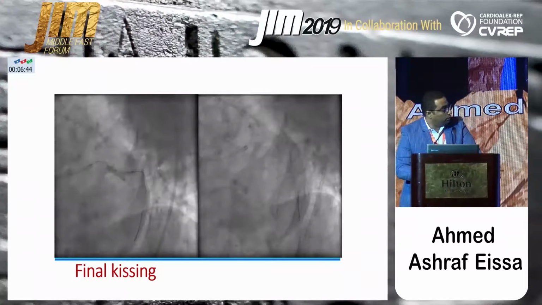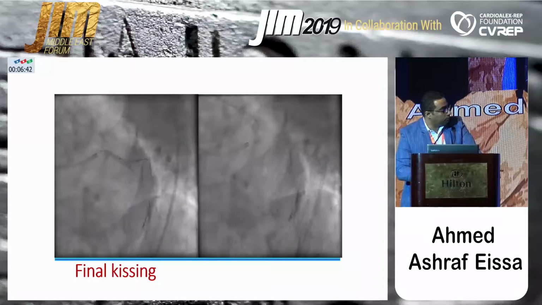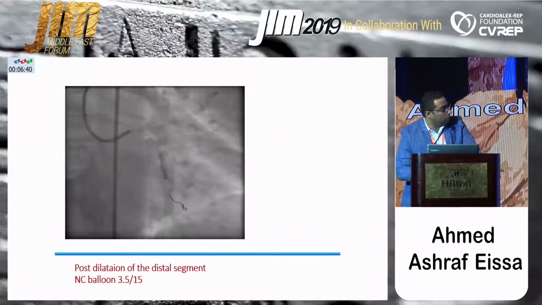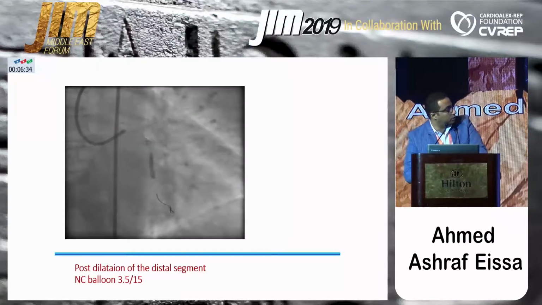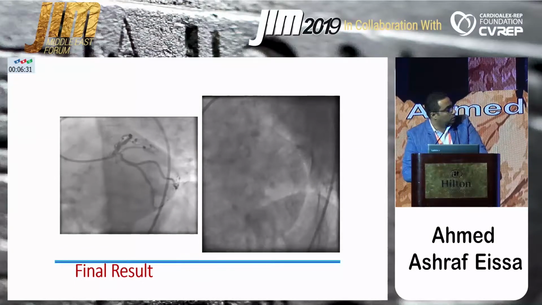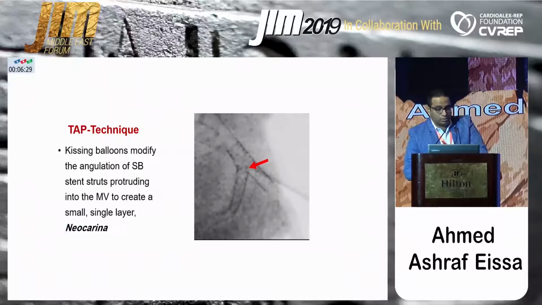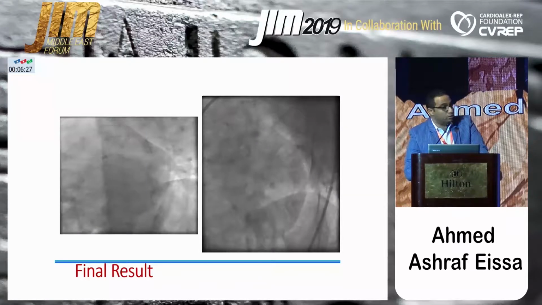And then I did final kissing. And I post-dilated the distal segment using the NC balloon 3.5 by 15. And this is the final result.